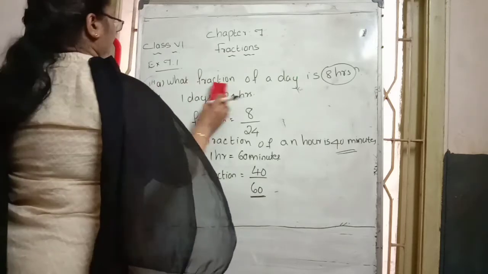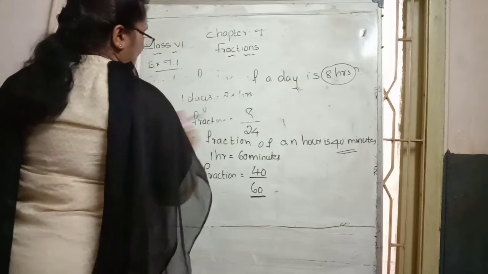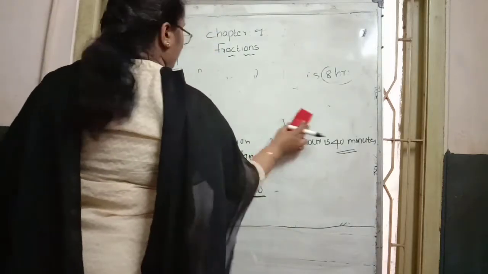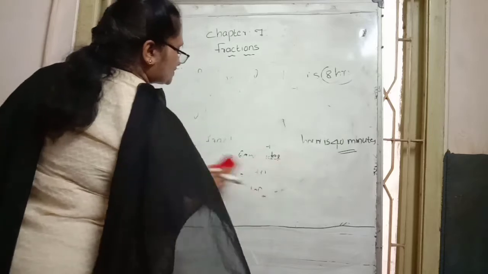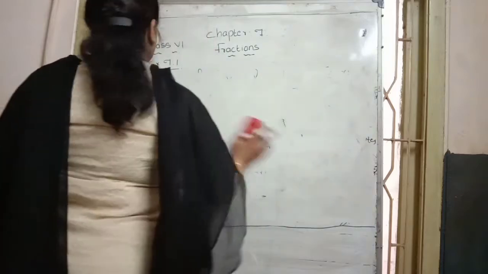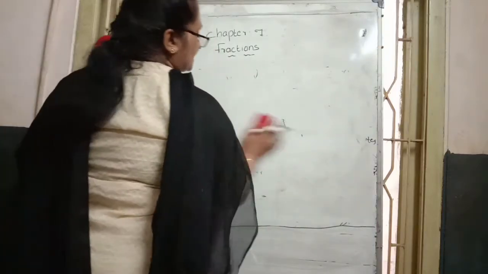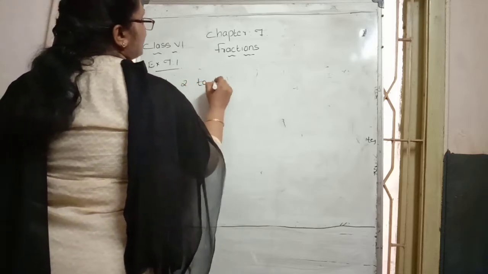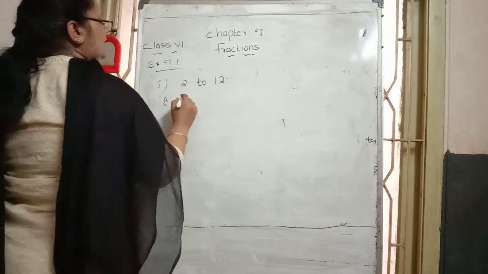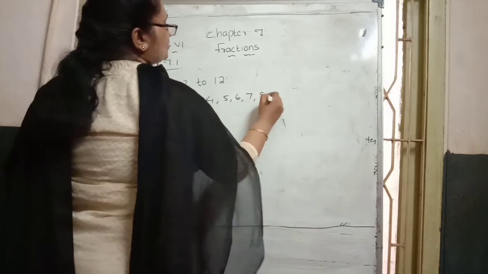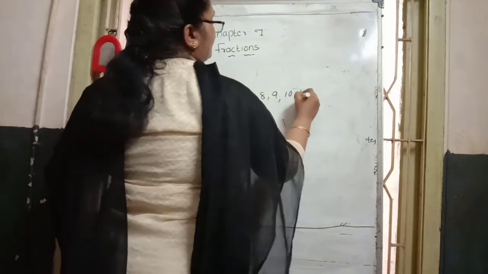The next question, the fifth question, is about writing the natural numbers between 2 and 12. What are the natural numbers? 2, 3, 4, 5, 6, 7, 8, 9, 10, 11, 12.